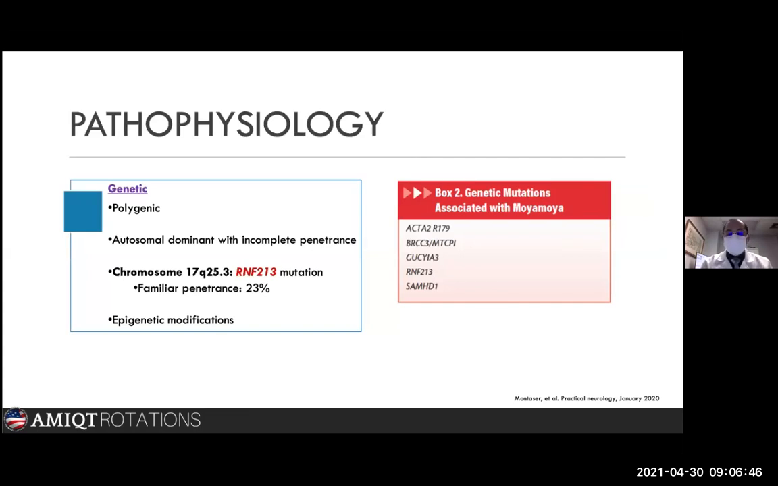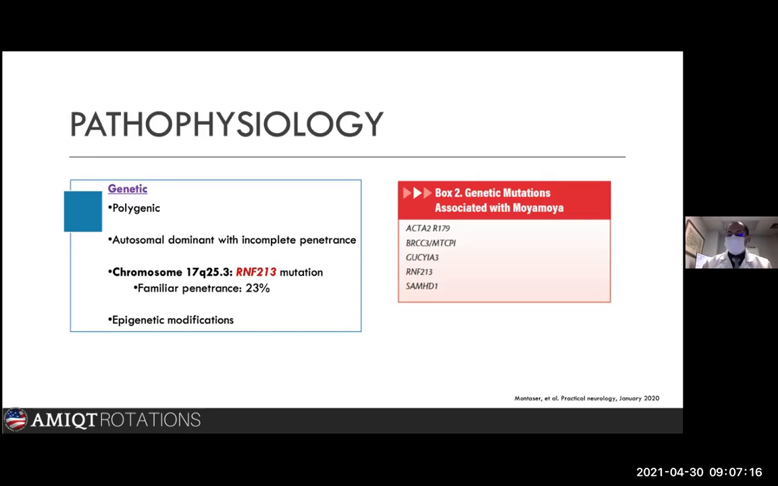Now, regarding the pathophysiology, first we should talk about the genetic aspects of this condition. It is considered a polygenic condition, as there are a lot of mutations that have been associated with it. In some studies about the inheritance of this condition, certain mutations have an autosomal dominant inheritance characteristic, but with incomplete penetrance.